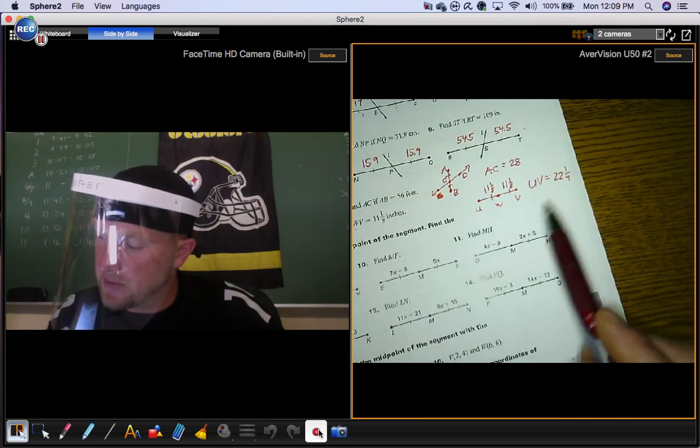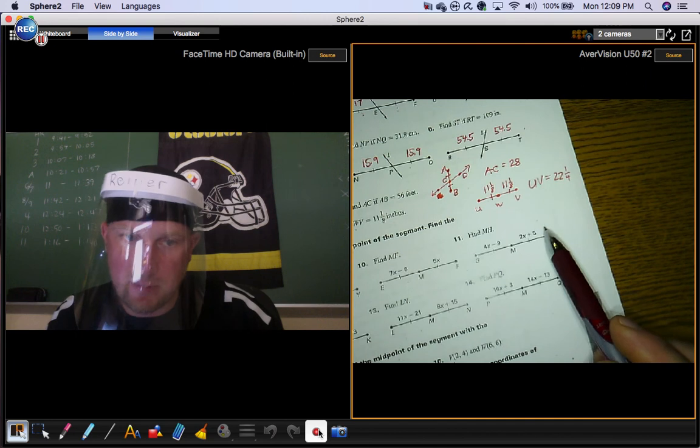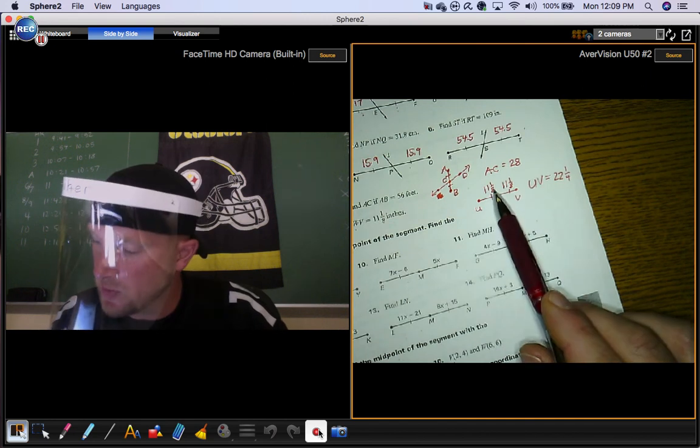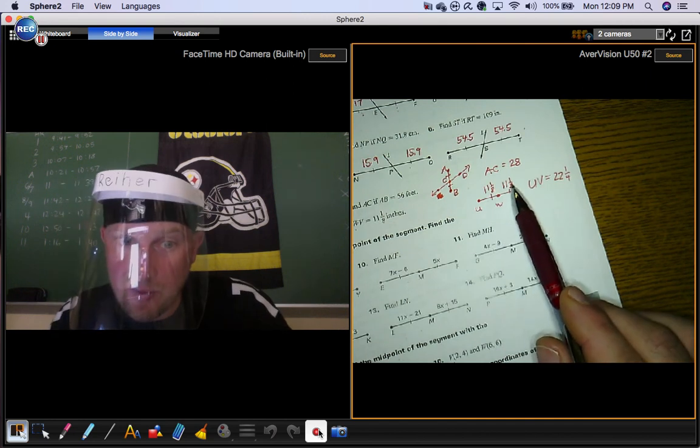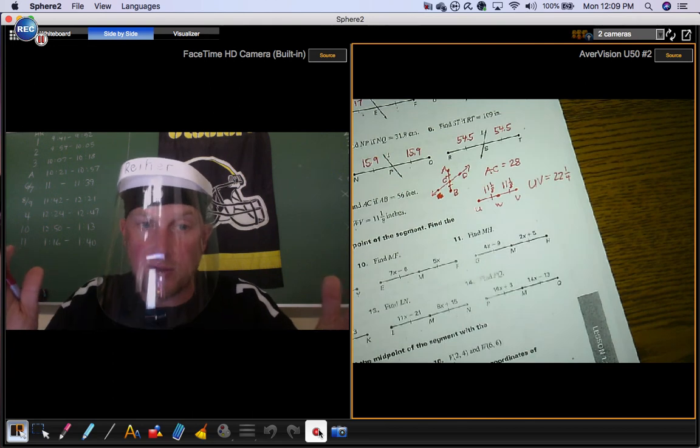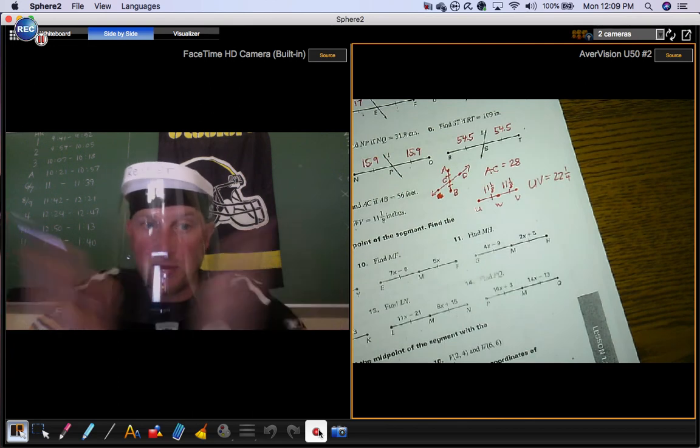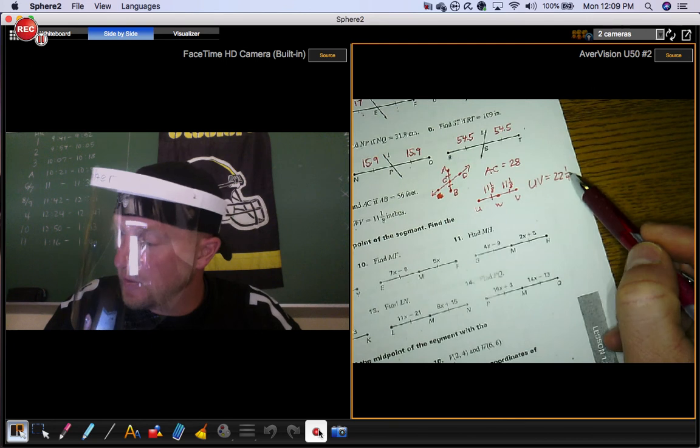So 11 plus 11 is 22. 1/8 plus 1/8 gives you 1/4. If you're not sure about that, 1/8 plus 1/8 is 2/8, right? You got one of these, one of those. They're both eighths. 1/8, 1/8. You get 2/8. 2/8 reduces to 1/4.